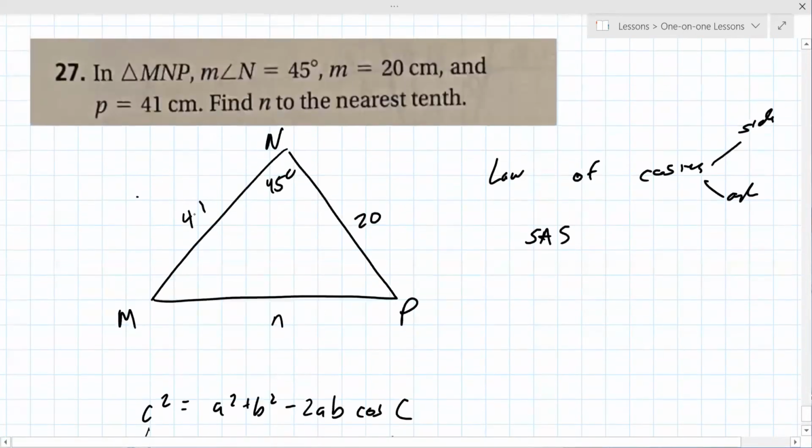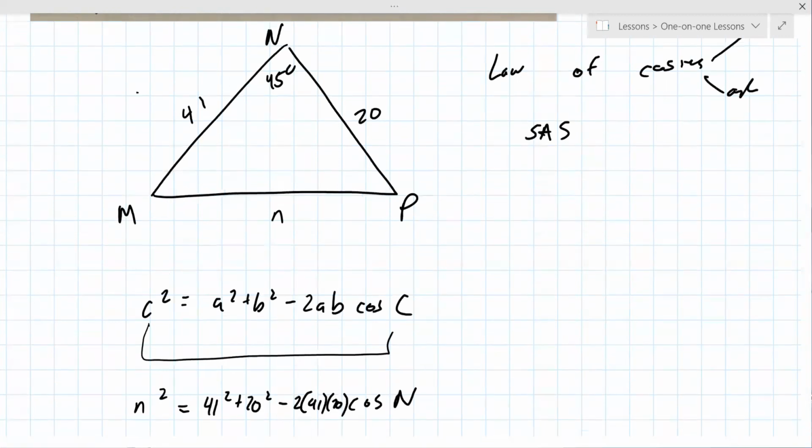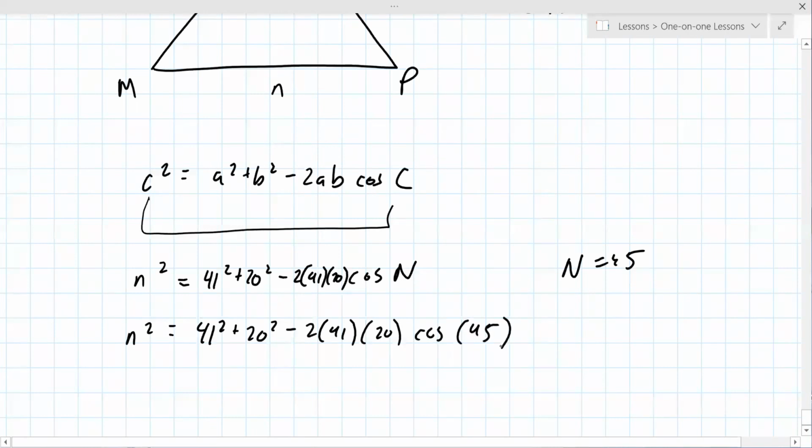A and B are the sides around the angle, and the order doesn't matter because you're squaring them both. So it's 41 squared plus 20 squared minus 2 times 41 times 20 cosine, and big N is 45. So you have all the numbers for this, but you have to know this is law of cosines. It's law of cosines because it's side, angle, side.